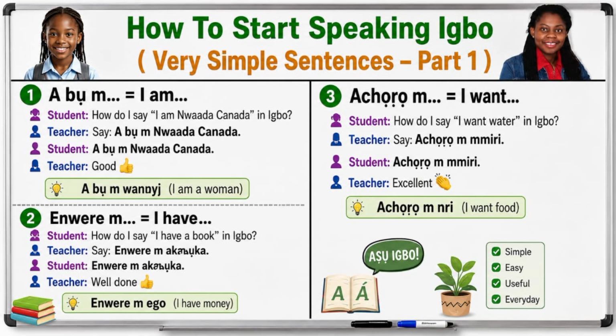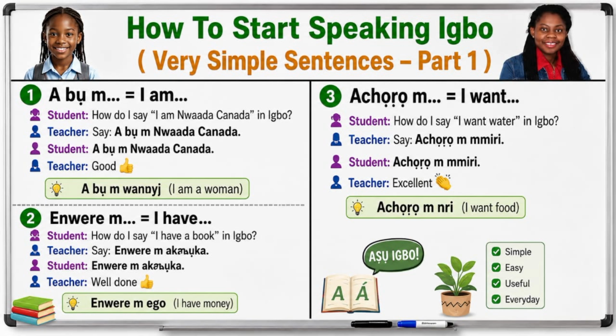Number 2. Enwerem. I have. Ada, how do I say I have book in Igbo? Teacher, say enwerem akwụkwọ. Ada, enwerem akwụkwọ. Teacher, well done. More examples. Enwerem ego. I have money.